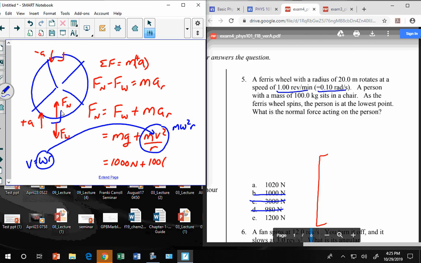So I'm going to do it this way. Omega is 0.1 squared times r, which is 20, and then that'll give us the right answer. 1,020. Right? Yeah, that's right. 1,020. Okay? You'll have that question on there. It'll be something very, very similar to that.